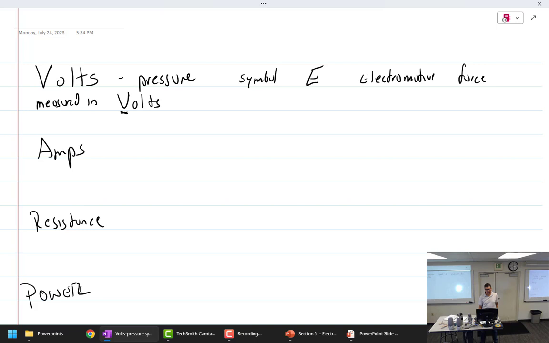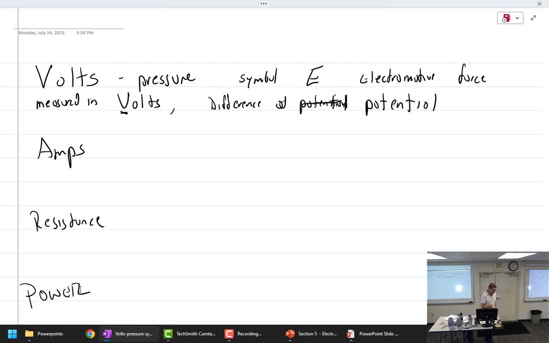It is also known as the difference of potential. The symbol is E for electromotive force. The important things for you are that it's pressure and it's the difference of potential. Difference of potential means it's the difference between two things.